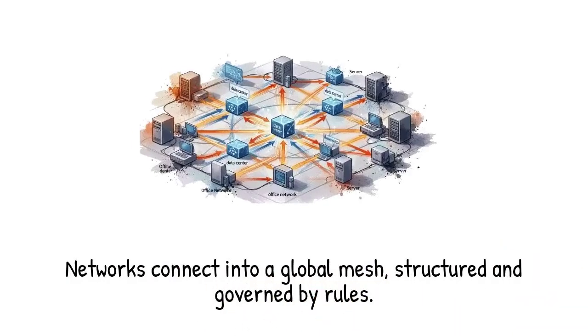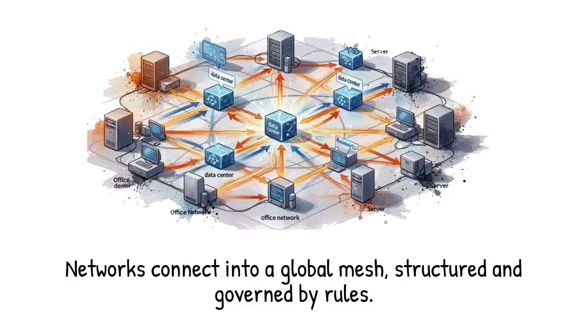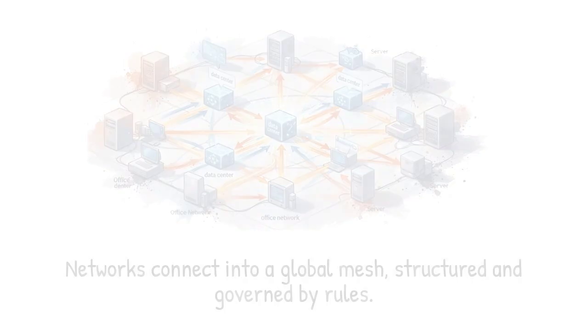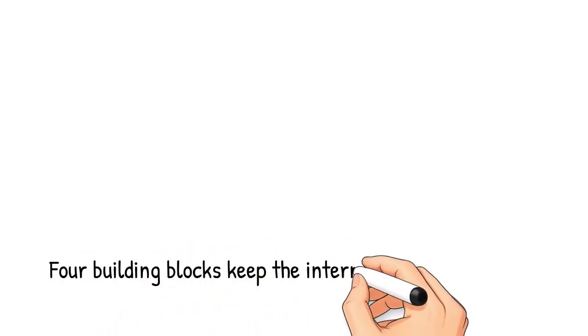This mesh is not random. It's structured, layered, and governed by rules. And these rules ensure that when you type google.com, your request doesn't accidentally go to a server in Brazil or a printer in your office. Instead, it goes exactly where it needs to go.